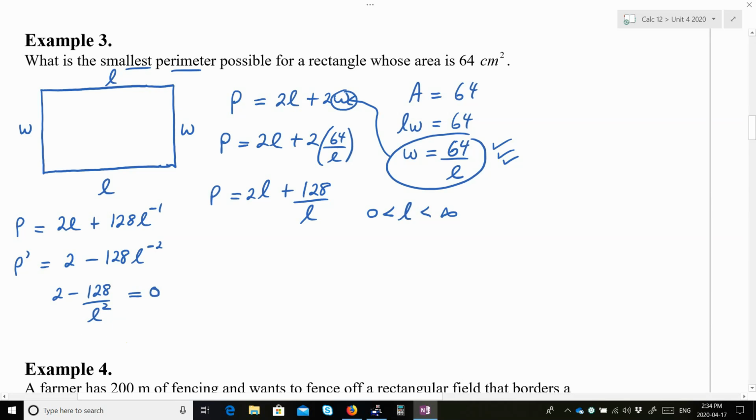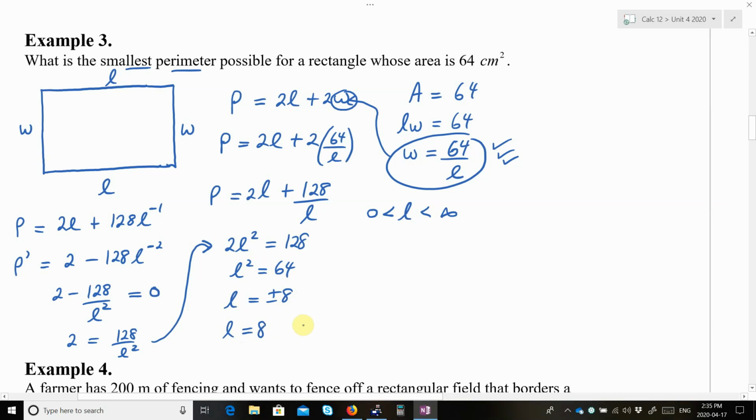Okay, so if we add the 128 over L squared to the other side, you would get 2 is equal to 128 over L squared. And then cross multiply and get 2L squared equals 128. Which means that L squared is equal to 64, which means that L is equal to plus or minus 8. Okay, but L has to be greater than 0, so we would reject the negative and just say L equals 8.